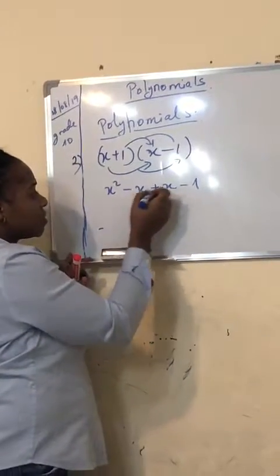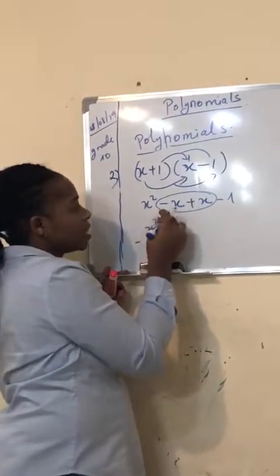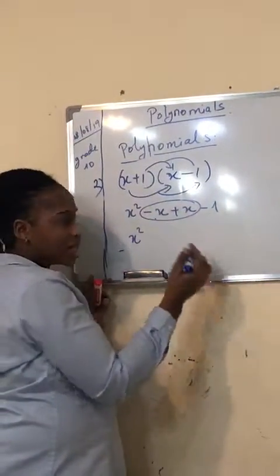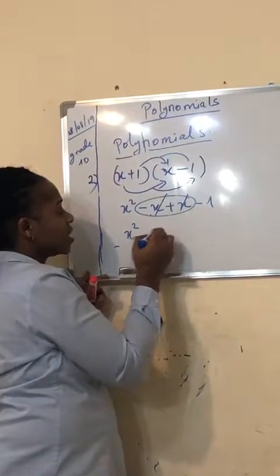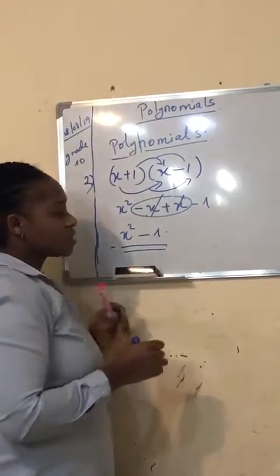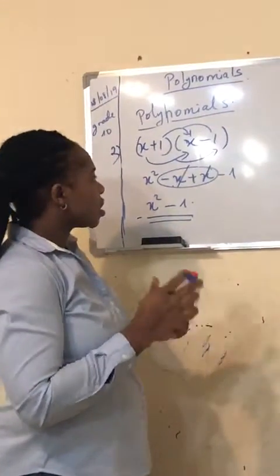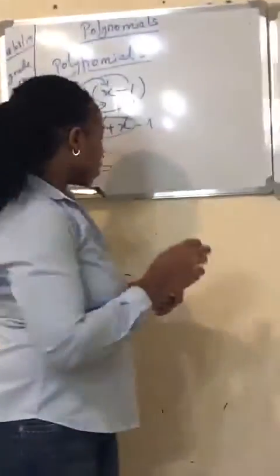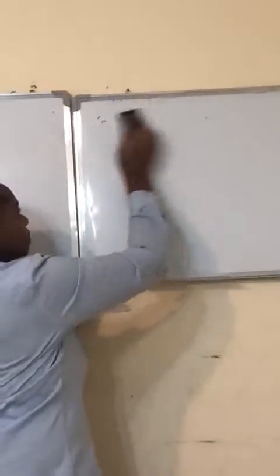Now, if you look at the same thing again, we have like terms, which gives us x squared. Minus x plus x gives us 0. So these two terms cancel each other. Our final answer is x squared minus 1. Now, this brings us to a certain conclusion, which is that we can talk about the identities of a polynomial.